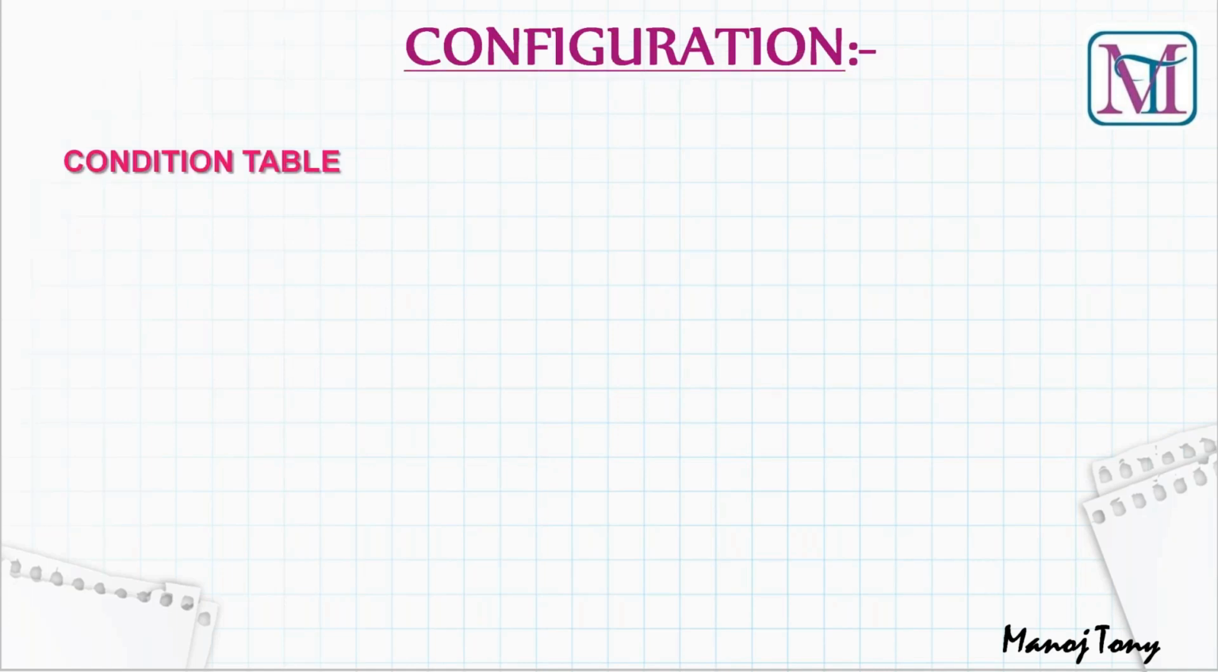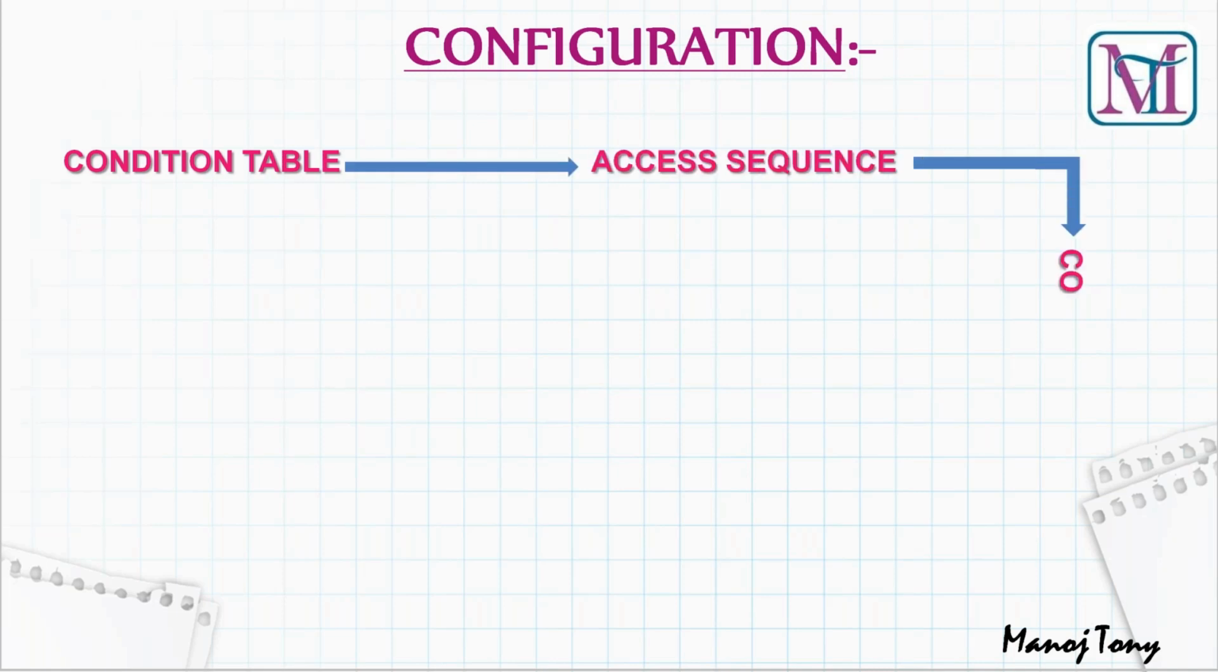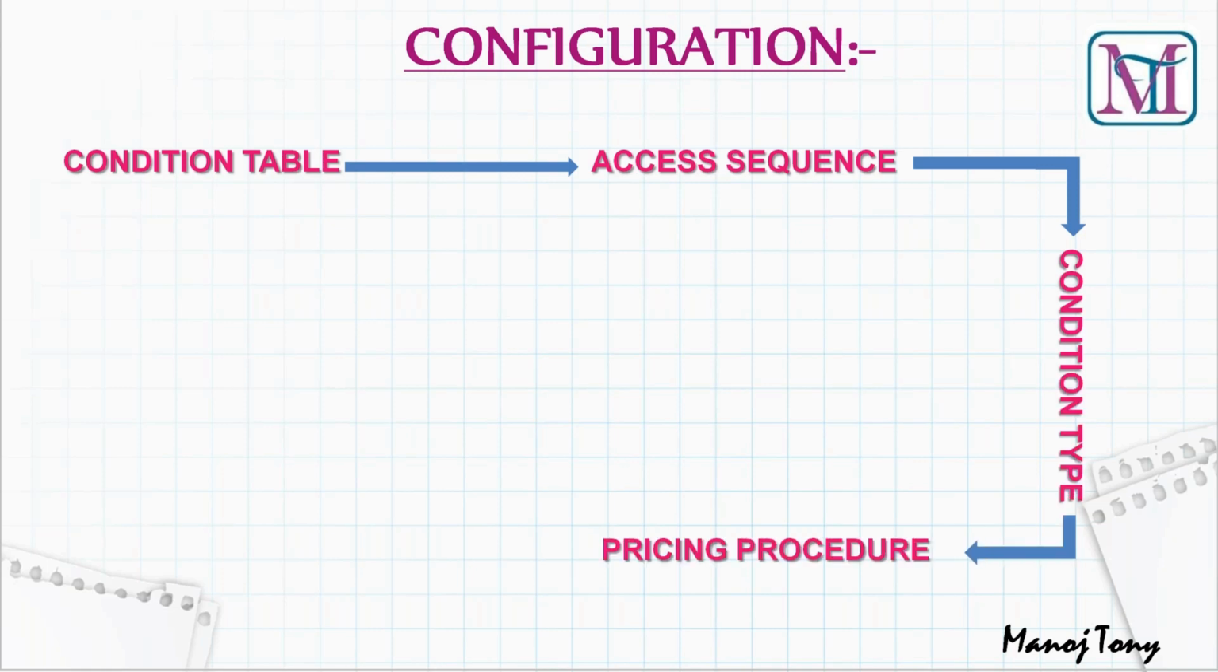Then configuration. So as you know, guys, pricing is based on condition technique. So we have to define the condition table. Then second step, we have to define access sequence. Then third step, condition type. Then I have to assign condition type in pricing procedure in a sequence. And finally, I have to maintain the condition record.